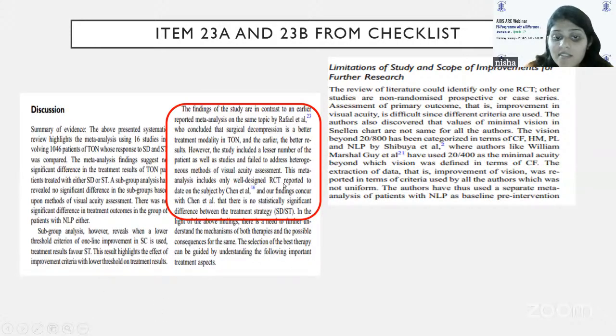The current meta-analysis that we are discussing also included an RCT, which was well designed. And the findings of this meta-analysis also corroborate with that of the RCT conducted by Chen et al., which stated that there's no statistically significant difference between the treatment strategies, that is steroid therapy and surgical decompression. So grossly, the authors have also mentioned the limitations of the study, which include that only one RCT was included in the whole study, the visual acuity assessment was not uniform, and the steroid therapy and surgical decompression protocols followed were also not uniform throughout the study.